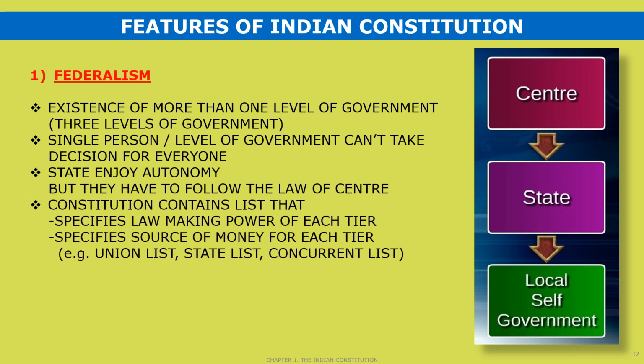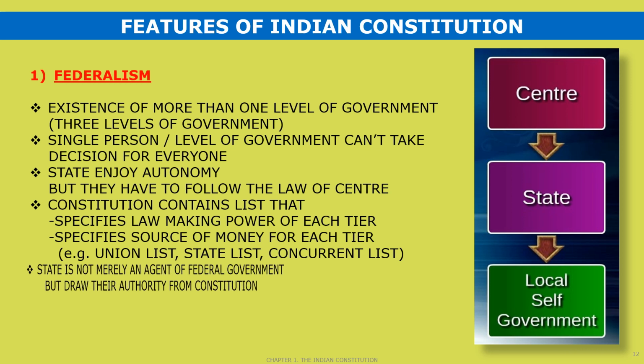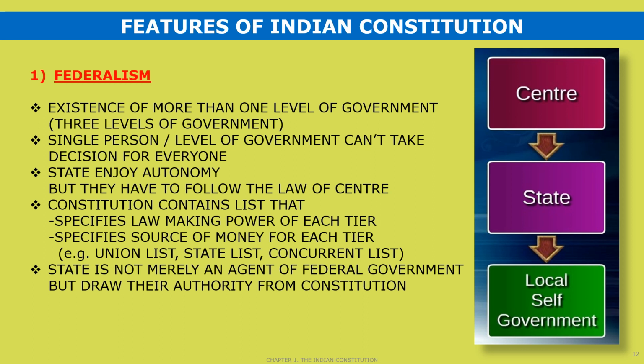Our constitution contains lists that specify the lawmaking power of each tier and also the source of money for each tier. The lists are the union list, state list, and concurrent list. In a federation, the state is not merely an agent of the federal government, but it also draws its authority from the constitution.